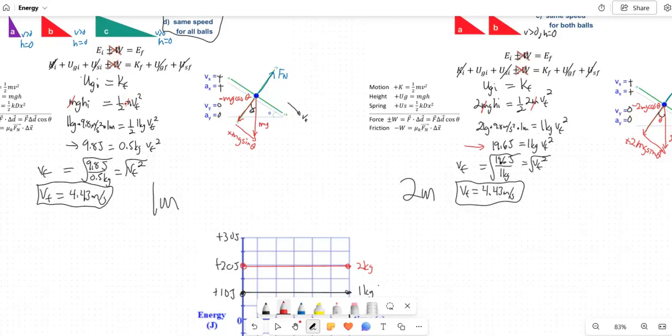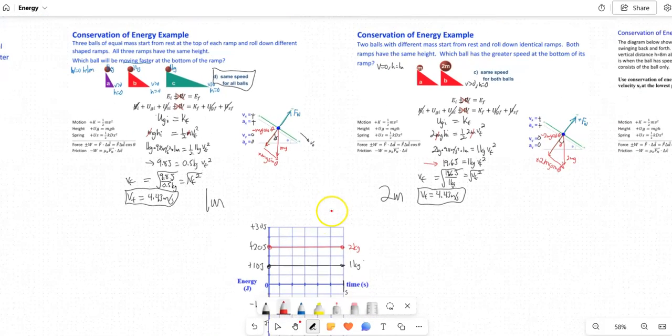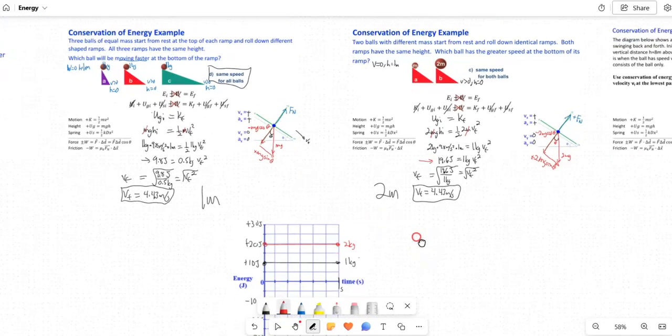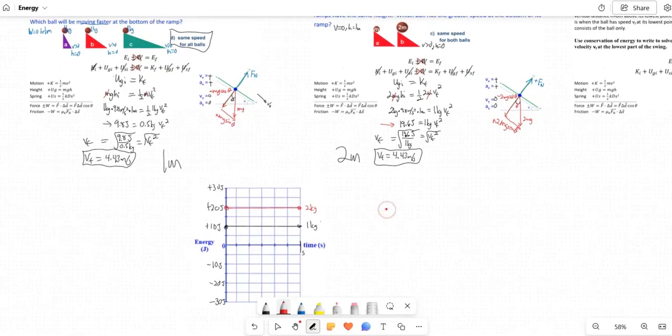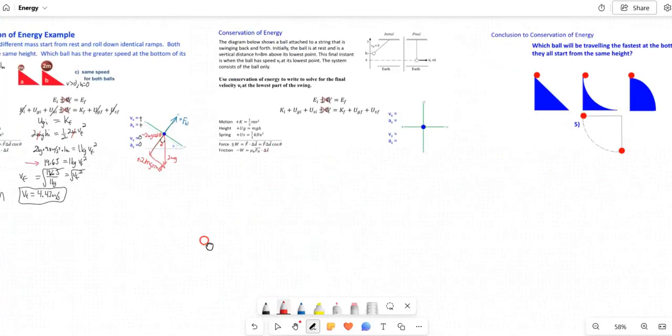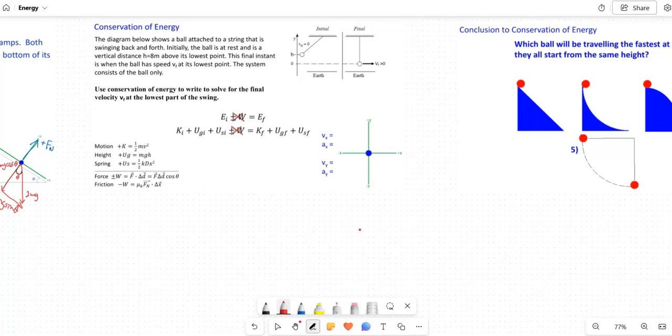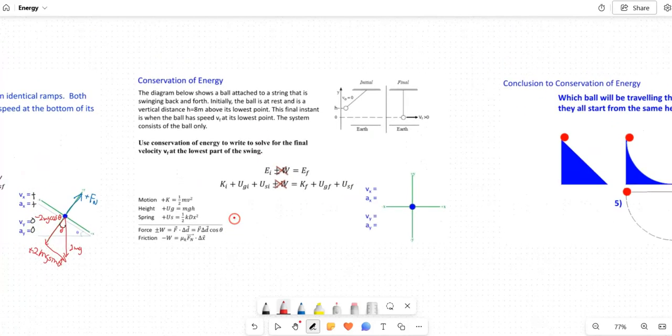When objects are in free fall, what we had learned is everything falls at the same rate. Well, this is holding true for things on a ramp too. In the absence of friction, for now, they're all moving at the same rate, although they have different energies. It's just very interesting. All right, let's try another one.